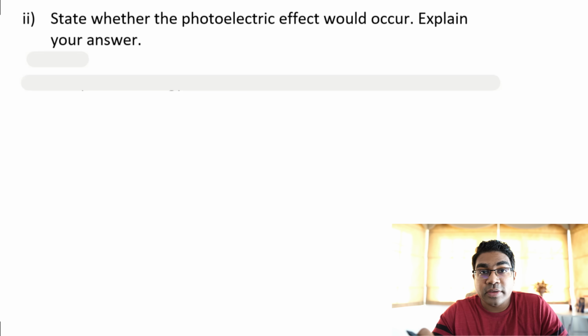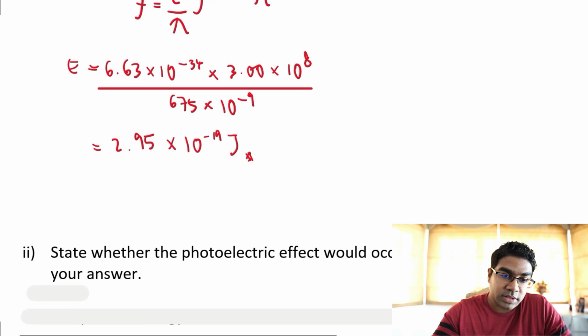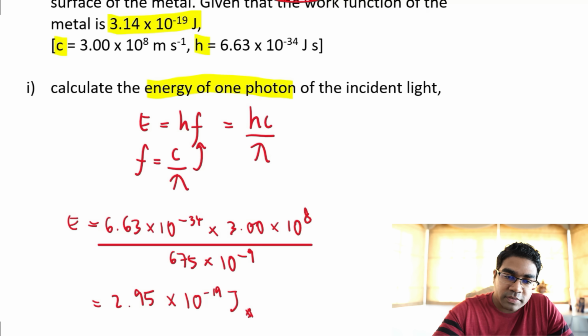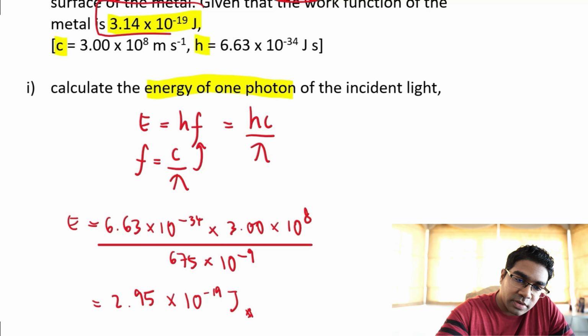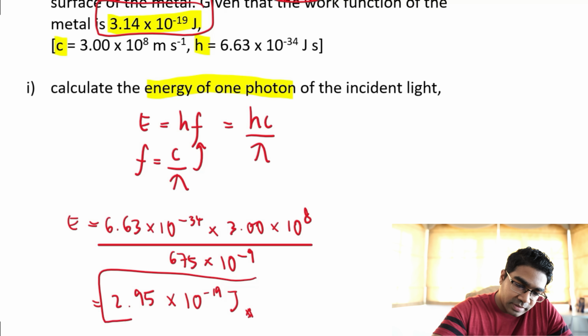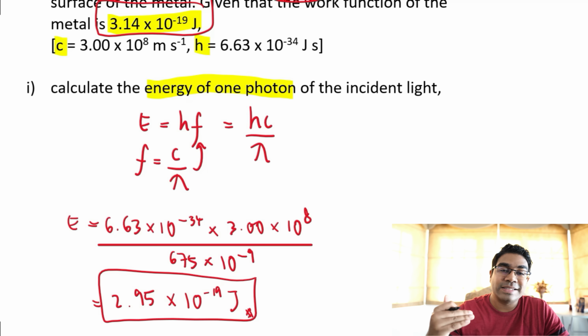State whether the photoelectric effect would occur. Explain your answer. So when we decide whether or not the photoelectric effect would occur, we have to check the work function and the energy of the photon, and we have to compare the two. The work function is 3.14 and the energy of the photon is 2.95 times 10 to the power of negative 19. So in this case, you can see the energy of the photon is less than the work function.